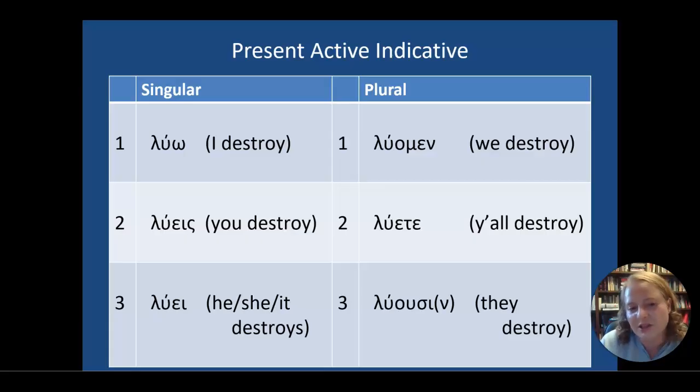But what you're really paying attention to here is luo, lueis, luei, luomen, luete, luousi. So, luo, lueis, luei, luomen, luete, luousi. Once you've got that song down, you'll know how to conjugate verbs in Greek.